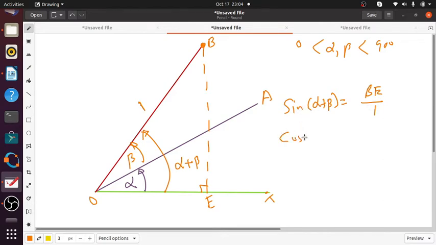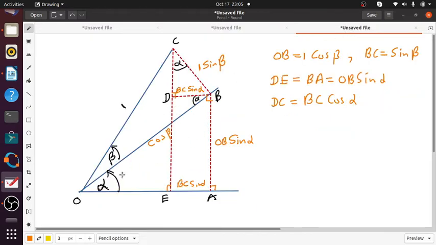If you want to define cosine of alpha plus beta, it is the adjacent side here, OE, divided by 1. So if you know BE, this distance, you know what sine alpha plus beta means. If you know OE, this distance, you know what cosine of alpha plus beta is. So let's see how to obtain this using this construction, right? This is the construction I make.